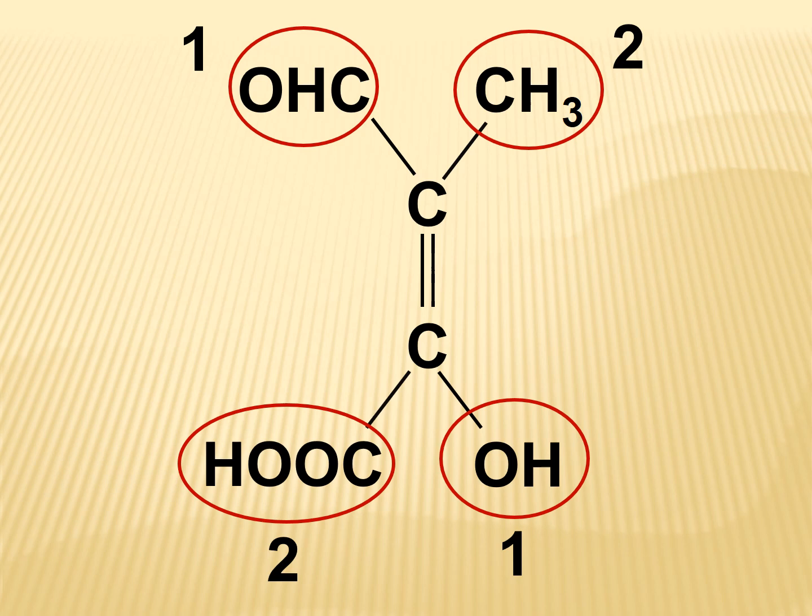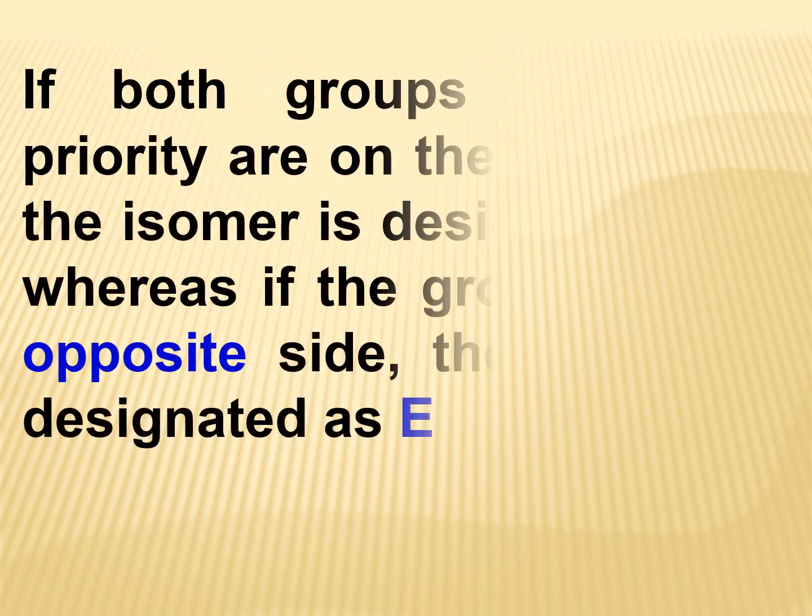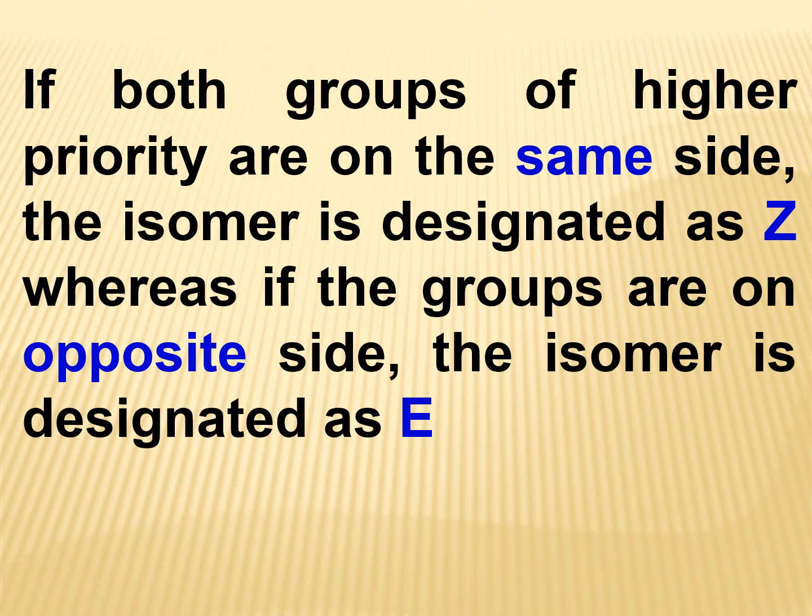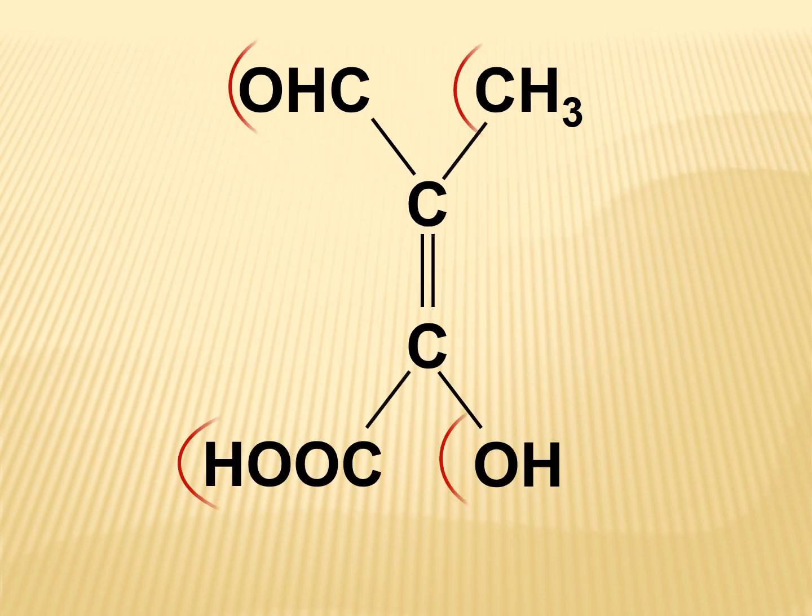So now we have assigned priorities to the functional groups on both sides of the double bond. Now what is the next step? The next step is very simple. If both groups of higher priority are on the same side, the isomer is designated as Z, Zusammen, together. Whereas if the groups are on opposite sides, the isomer is designated as E, that is Entgegen, opposite.